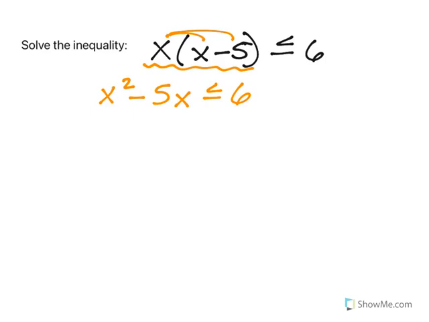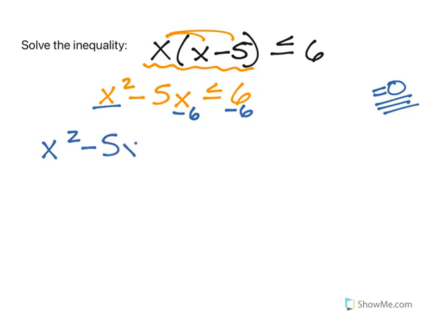Now, at this point, I've recognized that I have a quadratic inequality. Anytime I'm solving a quadratic, whether it's an equation or an inequality, a good place to start is we want it to equal 0, right? If we have the right side as a 0, then we can do a lot of different things with it. So the next step I'm going to do is to subtract 6 from both sides. So I have x squared minus 5x minus 6 is less than or equal to 0.